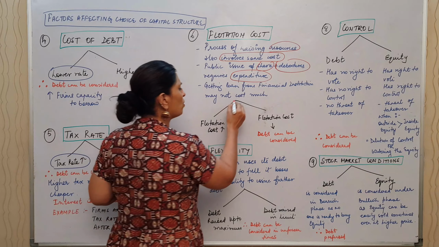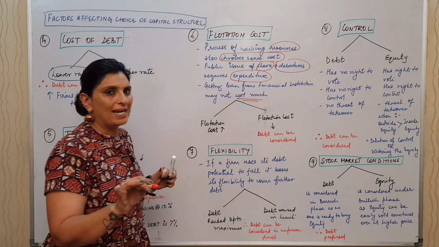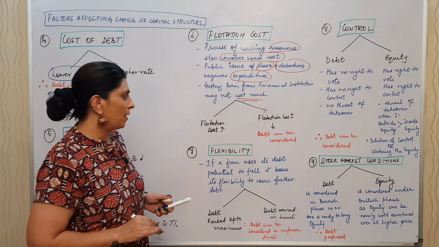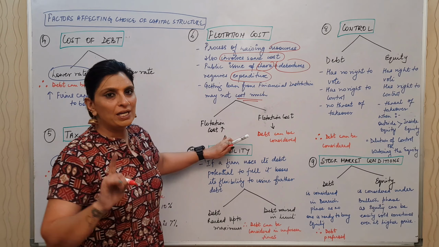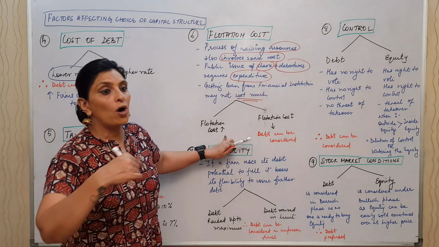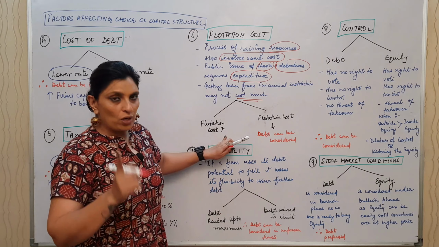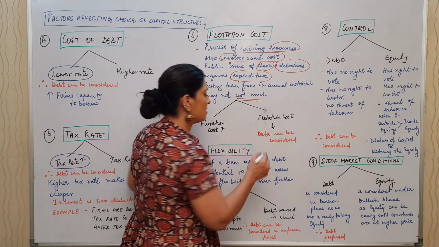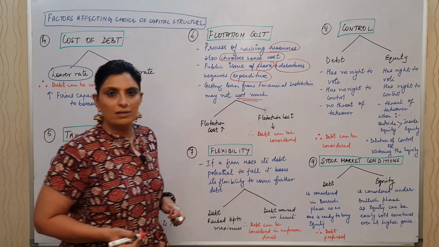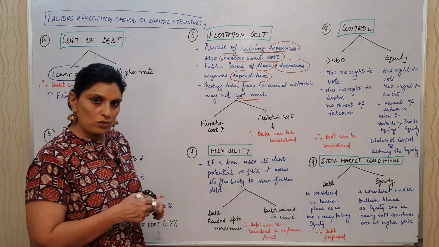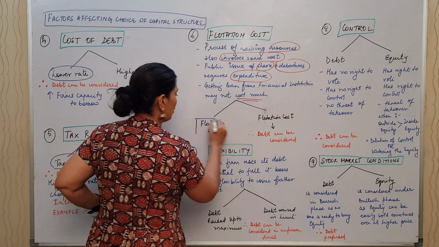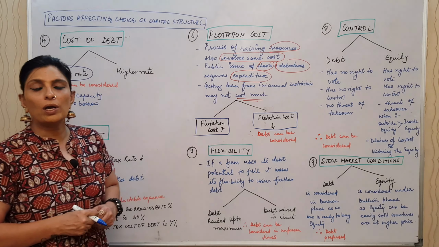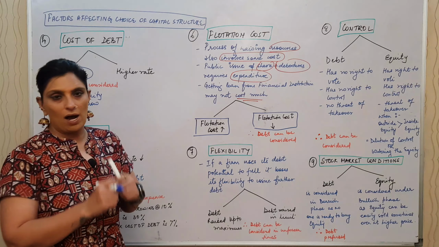Getting a loan from a financial institution may not cost much, but it's a lengthy process. It takes some time to get a loan from a financial institution, and there are restrictive clauses. So if flotation cost is high, please don't consider debt because that will add up to your paying back of interest. It's not a good idea. It will increase your expenditure, but if flotation cost is less, you can consider debt as one of the sources of finance. I'm emphasizing, we are not talking about equity, we are talking about when we can consider debt out here.